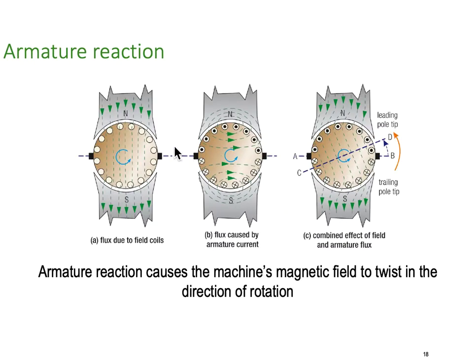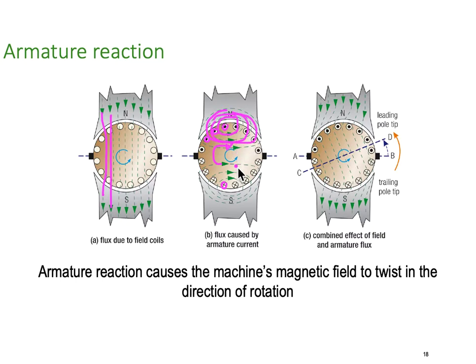So the next thing we need to talk about is a thing called armature reaction. Armature reaction causes the machine's magnetic field to twist in the direction of rotation. Because we've got a magnetic field, obviously across here, as we spin across here, we create current flowing through our conductors on this side towards us, away from us on this side, but this creates another pole of magnetic field. So we get a secondary magnetic field.